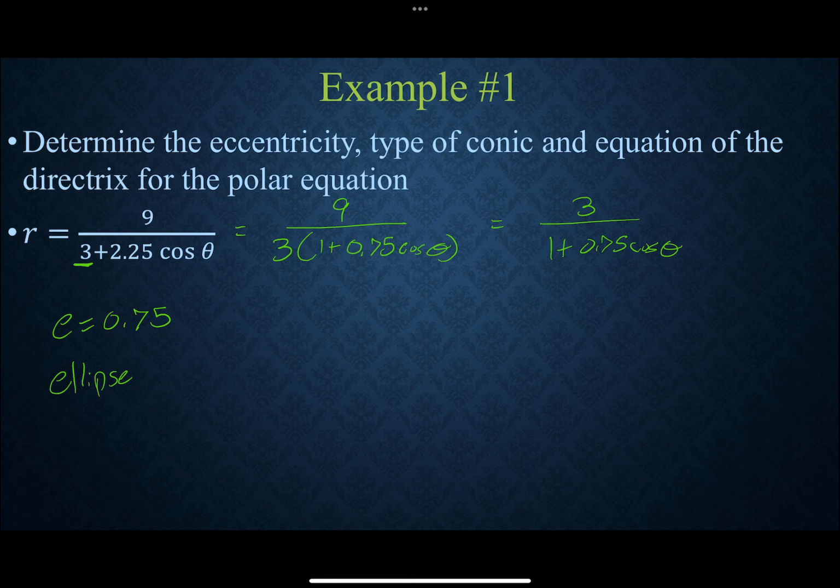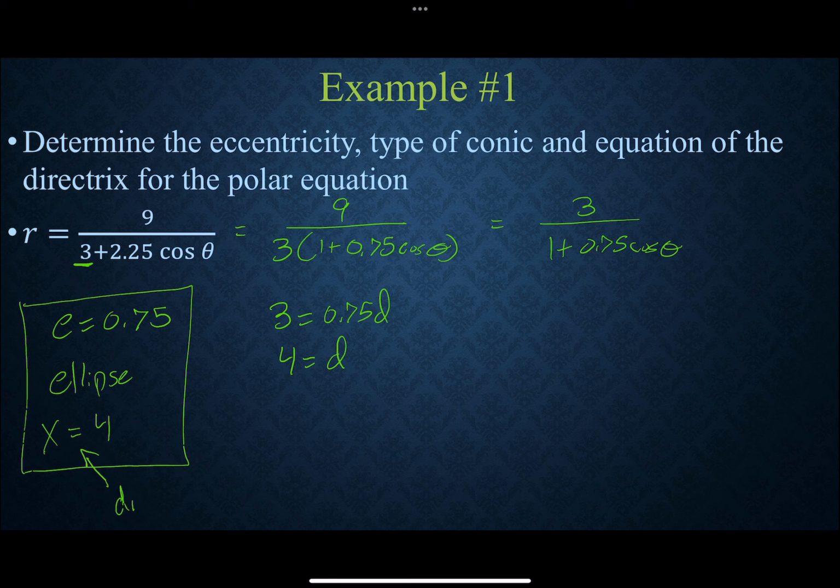As for the value of d, well, the numerator 3 is equal to e times d. So we get d to equal 4 in this case. So that's our directrix value. The equation for the directrix, because it's a cosine equation, is going to be x equals. And because it's a positive cosine, it's the positive value of d, so it's positive 4. And that's all we're looking for right there, where again, this last thing is the equation for our directrix.